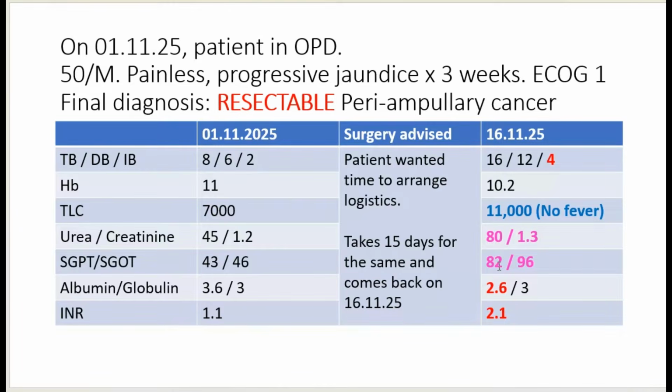Urea is elevated. Liver enzymes are slightly elevated. Albumin has dropped from 3.6 to 2.6. INR has risen from 1.1 to 2.1.